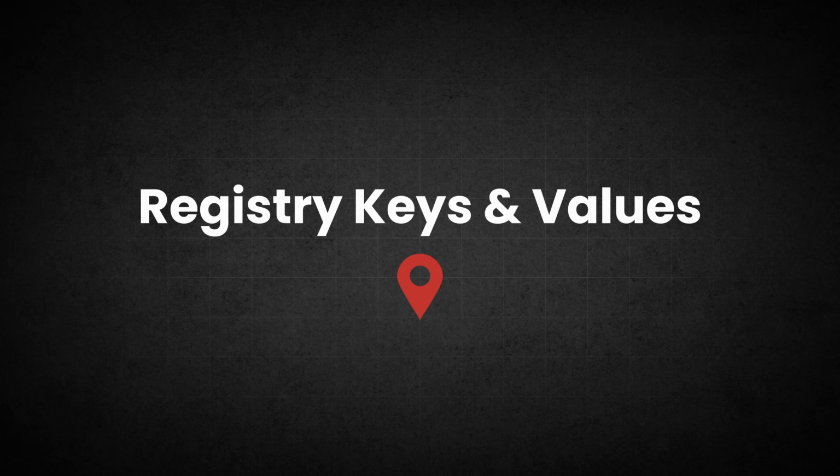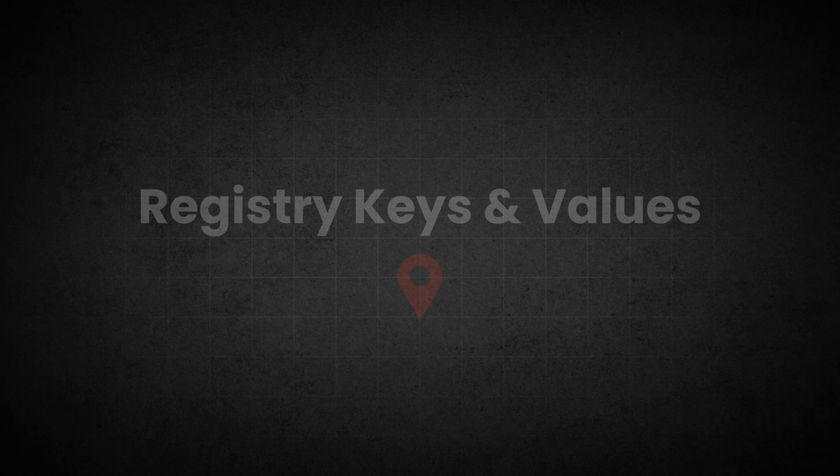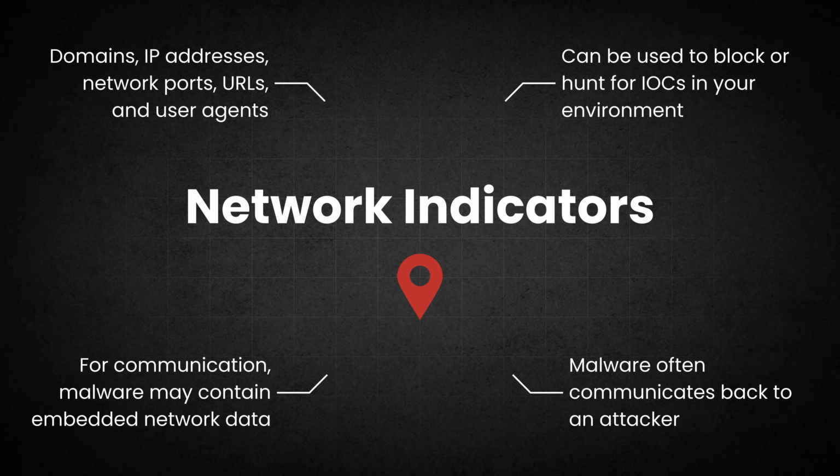Some things you can extract from malware are registry keys. This is a database that stores configuration settings and options for the operating system and installed applications. Malware will install persistence mechanisms in this database, so extracting this data can help guide incident response or threat hunting efforts. Domains, IP addresses, network ports, and user agents. Malware often communicates back to the attacker and has network information coded into it. Extracting this data can help you find additional IOCs to block or hunt for in your environment.